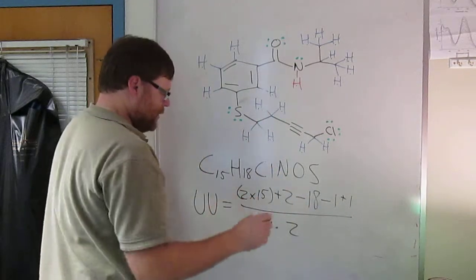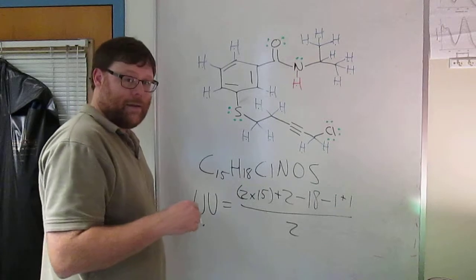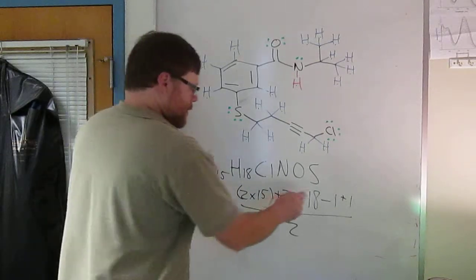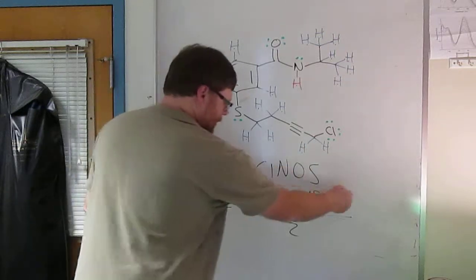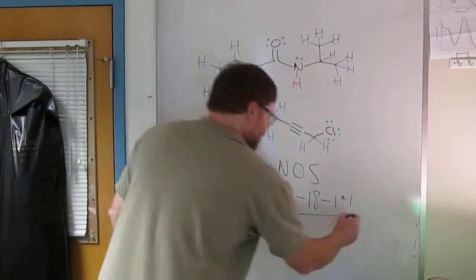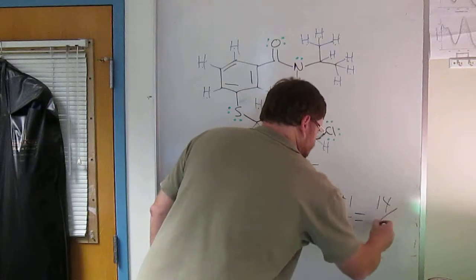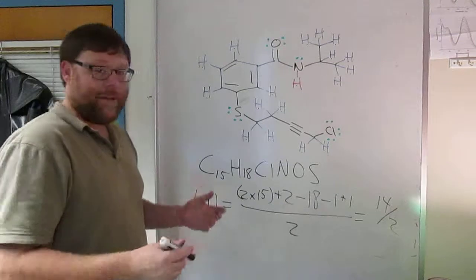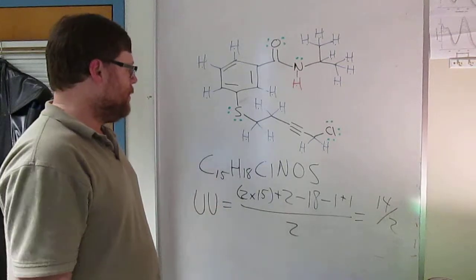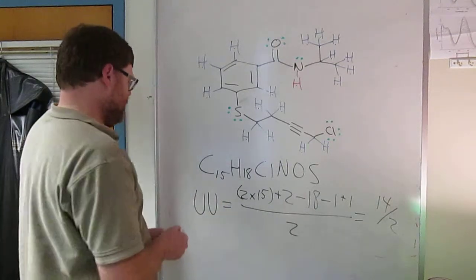30 plus 2 is 32, minus 18 is 14, minus 1 is 13, plus 1 is 14. You could probably just figure out to cancel that. So this is going to be 14 divided by 2. That's 7, 2 touchdowns. I learned math doing football, so you should have 7 unsaturations.